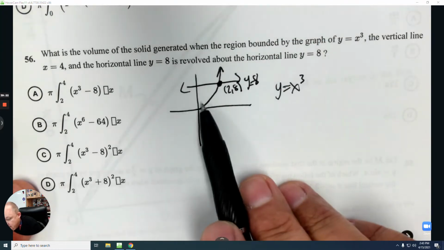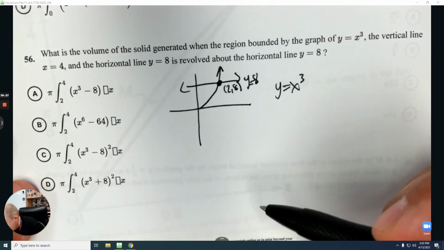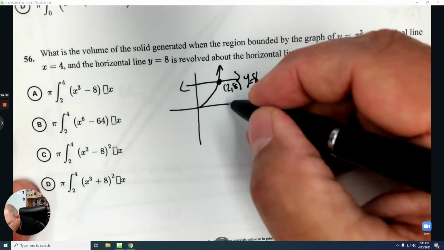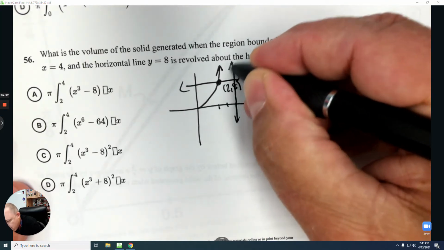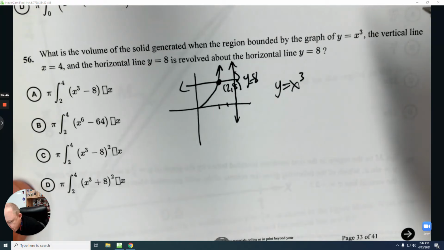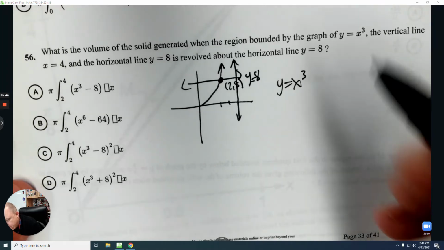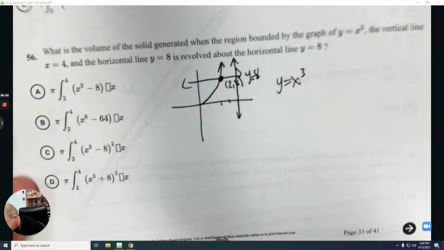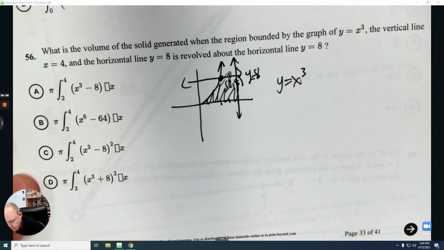So the region is bounded by y equals x cubed, the vertical line x equals 4. There's 2, 3, 4. And the horizontal line y equals 8. All right. And we're revolving it around that line.